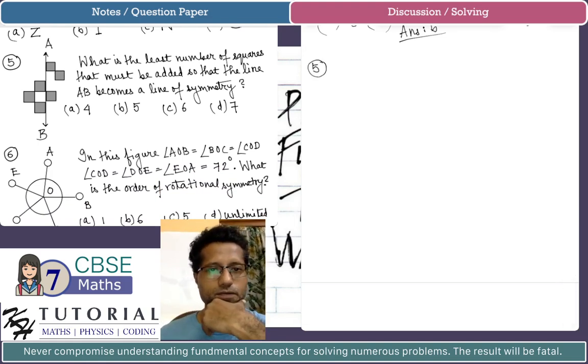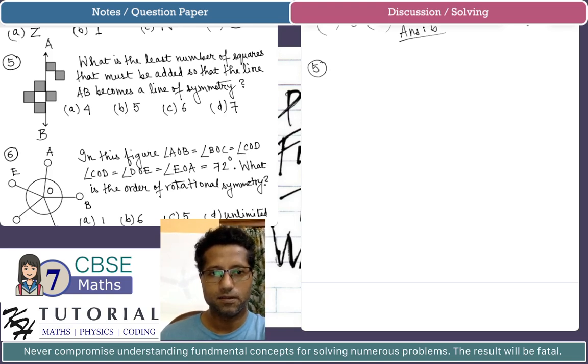Okay, so one figure is given. There is a straight line AB, and there are some squares on the right hand side. The squares seem to be of equal size on the right hand side and on the left hand side of the straight line AB. What is the least number of squares that must be added so that the line AB becomes a line of symmetry? That is, the figure made up of the squares on the right hand side and the left hand side must look identical. Only then will the straight line AB be a line of symmetry.